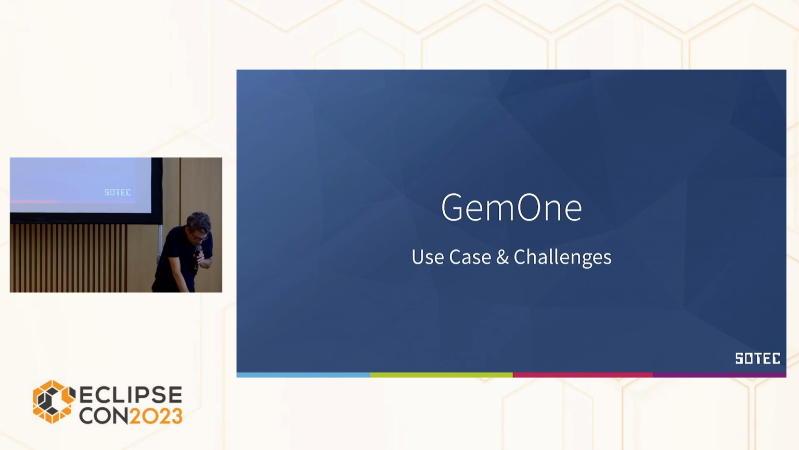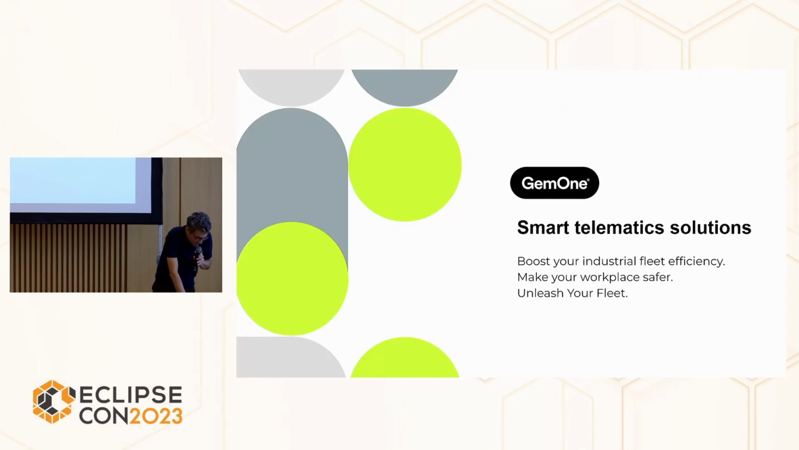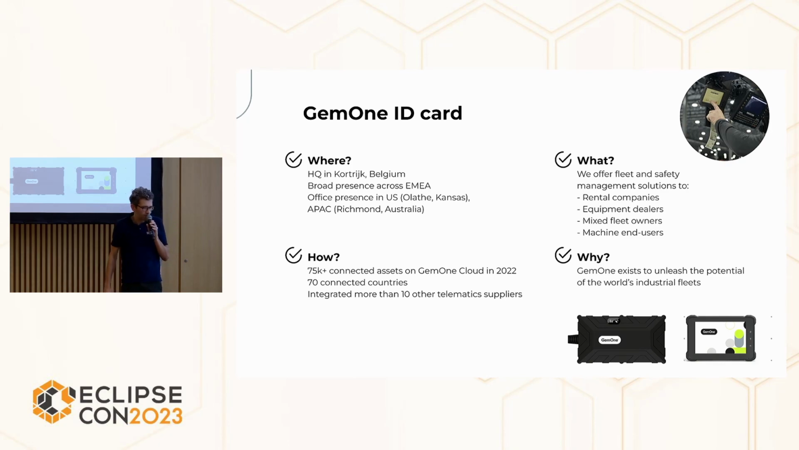Okay, now let's come to our customers. The first one, I'm sorry, I couldn't convince them to come here, or they had no time to come here. The first one is Gem1, a company from Belgium. They do smart telematics solutions for industrial fleets. They are located in Kortrijk, Belgium, and have around 75 connected assets in the cloud.